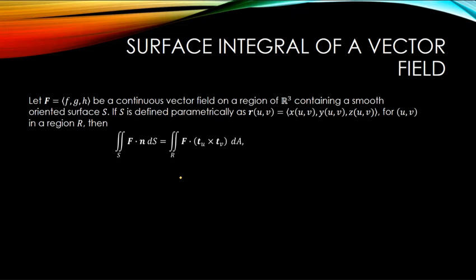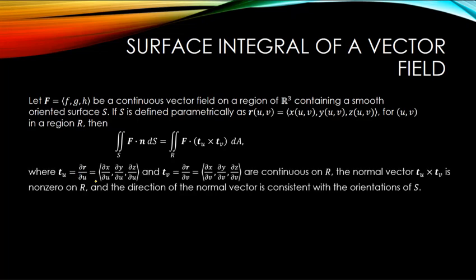the double integral over R of F dotted with t sub u cross t sub v dA, where t sub u is equal to a vector with components the partial of x with respect to u, the partial of y with respect to u, the partial of z with respect to u, and t sub v is given by a vector with components the partial of x with respect to v, the partial of y with respect to v, and the partial of z with respect to v, and these are continuous on R. The normal vector t sub u cross t sub v is non-zero on R, and the direction of the normal vector is consistent with the orientation of S.